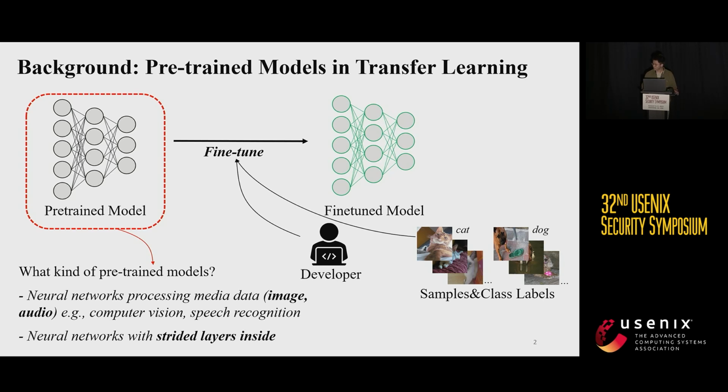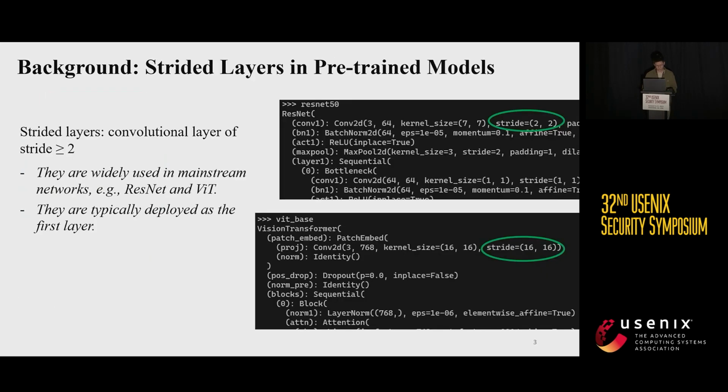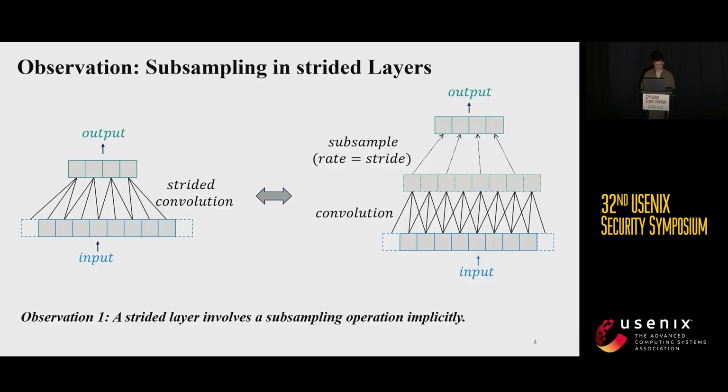And more importantly, we only consider neural networks with stride layers. So what is a stride layer? A stride layer is a convolutional layer with stride larger than or equal to 2. These layers are widely used in mainstream neural networks. For example, ResNet has a stride layer of stride 2 as its first layer, and in ViT the patch embedding layer is of stride 16. These stride layers are typically deployed as the first layer of these models.